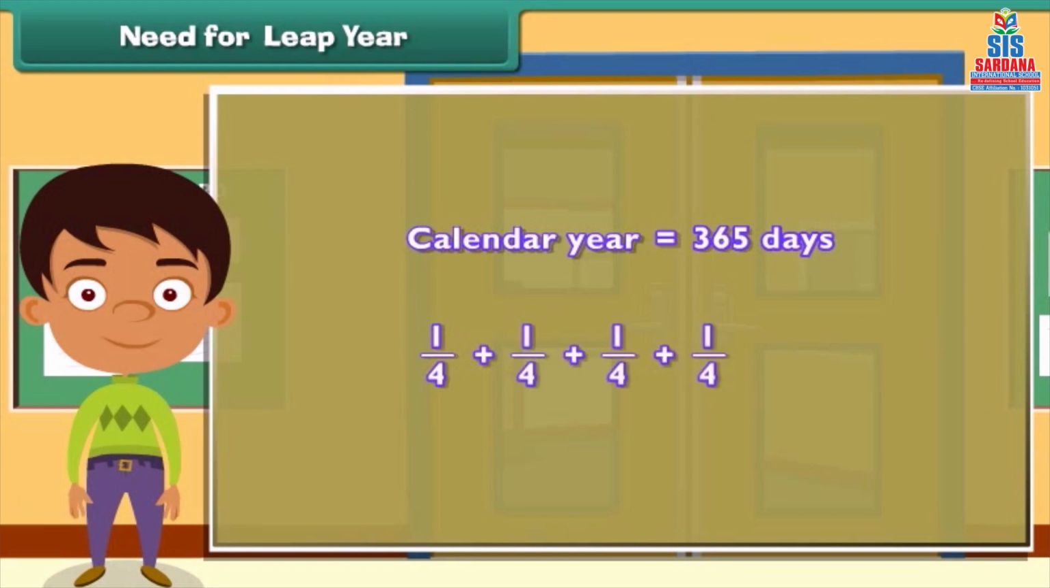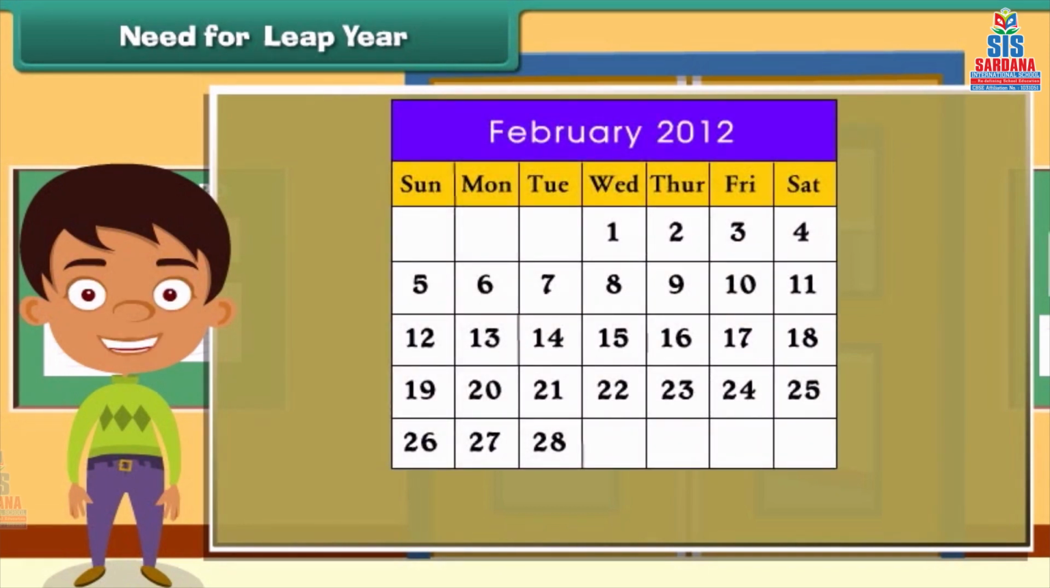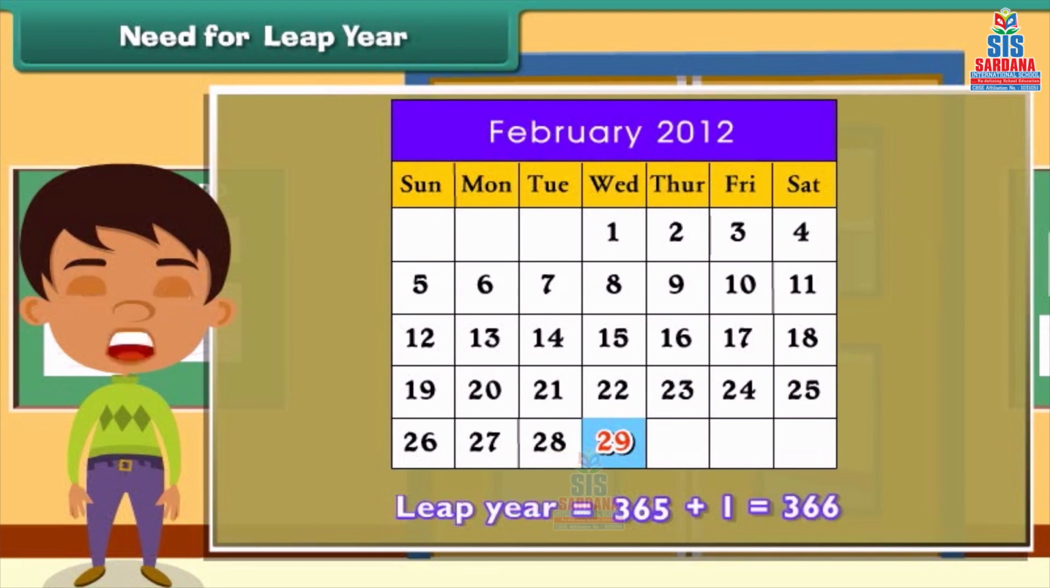In 4 years, the left out 1 upon 4 add up to 1. Hence, every 4 years an extra day is provided in the month of February. Such a year is known as the leap year. February has 29 days in the leap year and the year itself has 366 days.